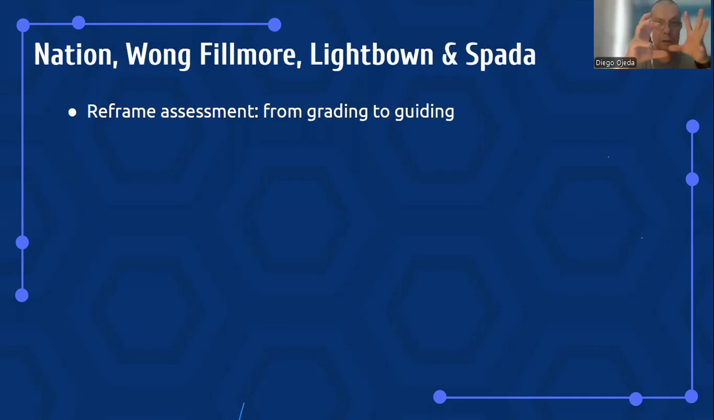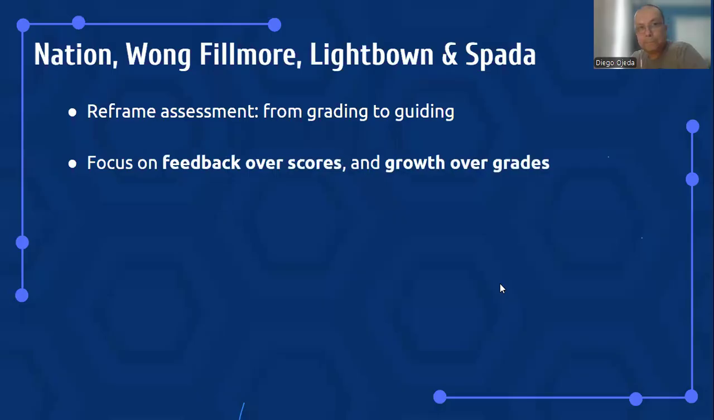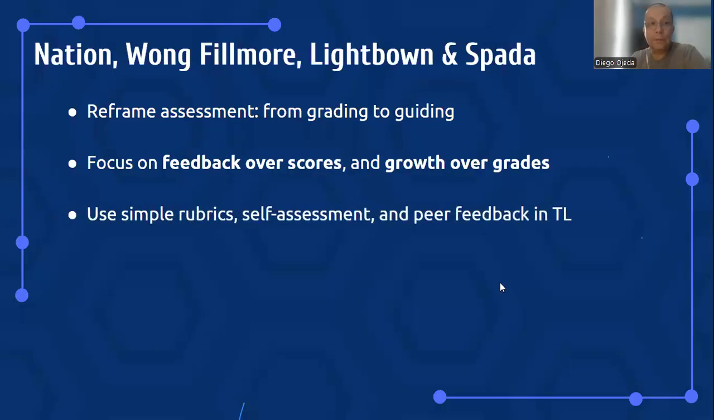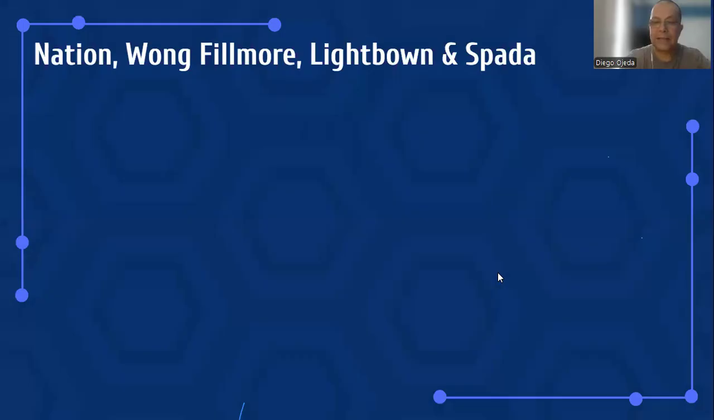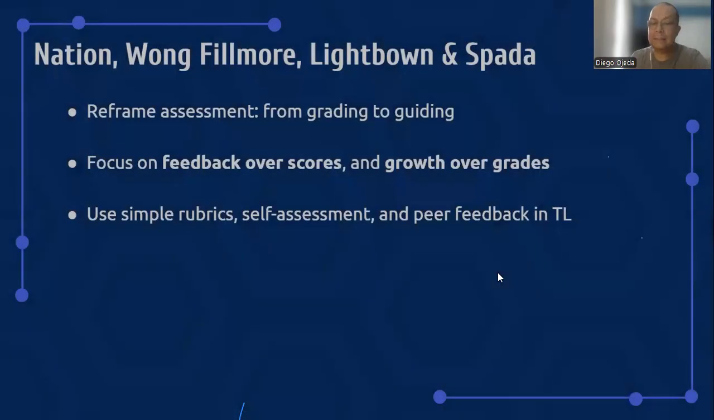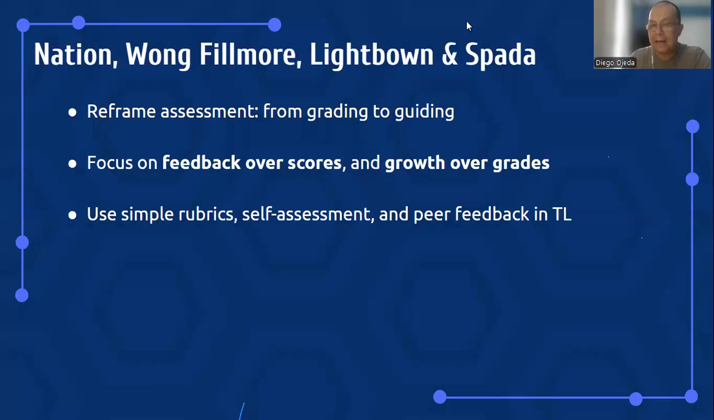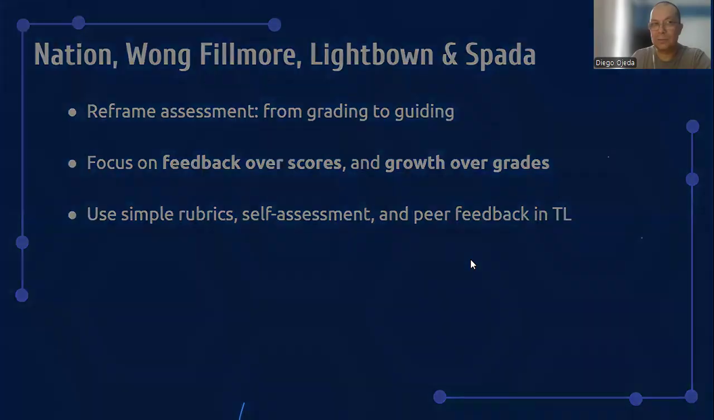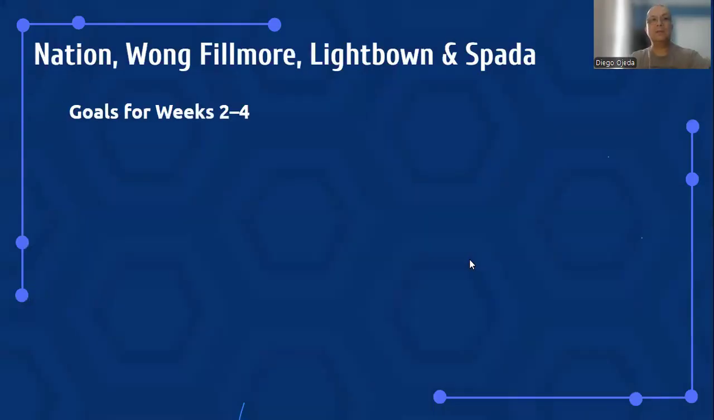So we need to look at assessment in a different way. Okay? So focus on feedback over scores. Use simple rubrics. That's something that I stress a lot, using simple rubrics, because I have seen many classes where I understand that the teacher wants the student to know how the student is graded, but rubrics that are too complex are overwhelming and really don't say much to our students. Okay? So what are the goals?